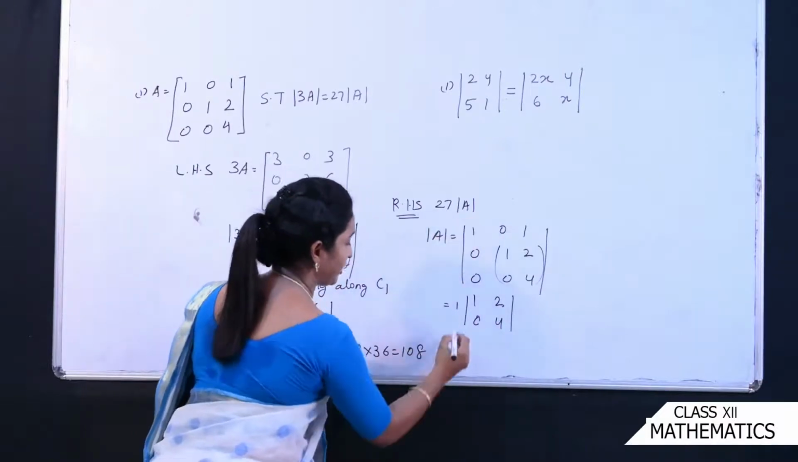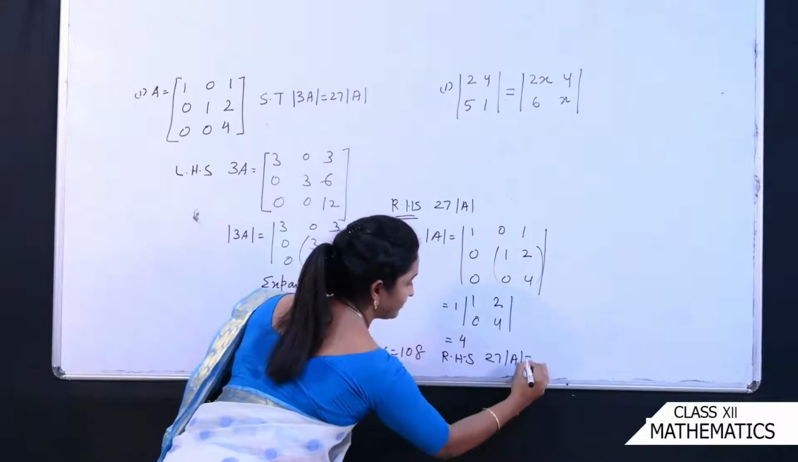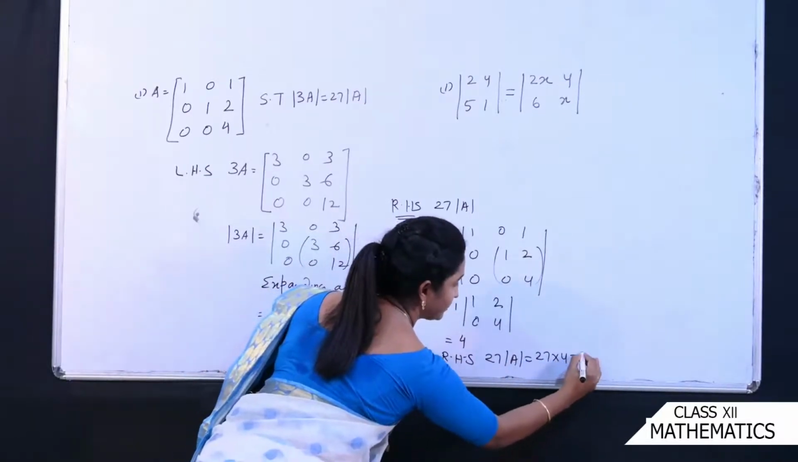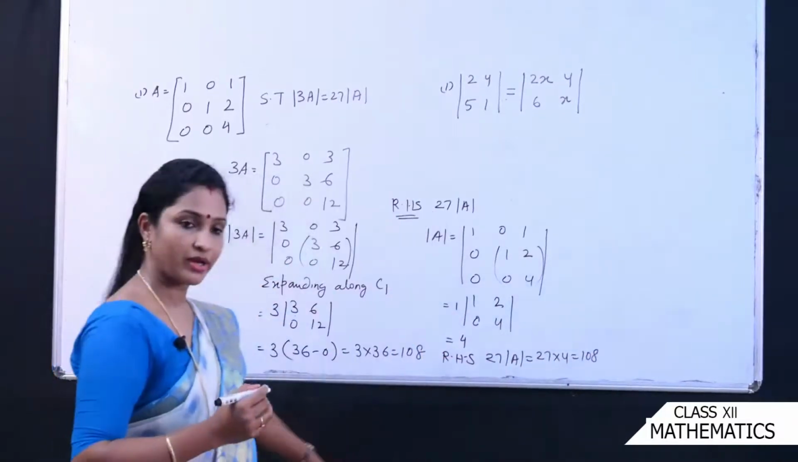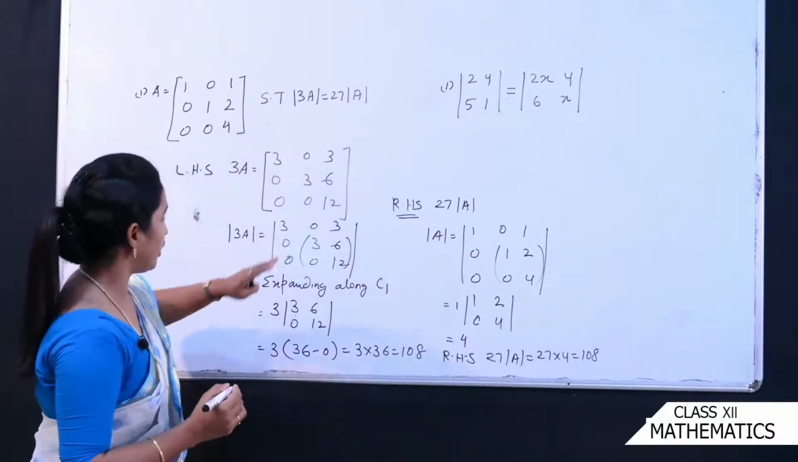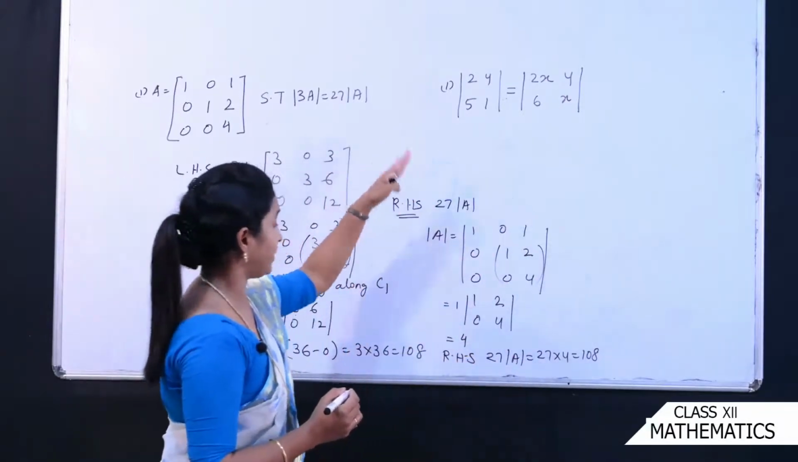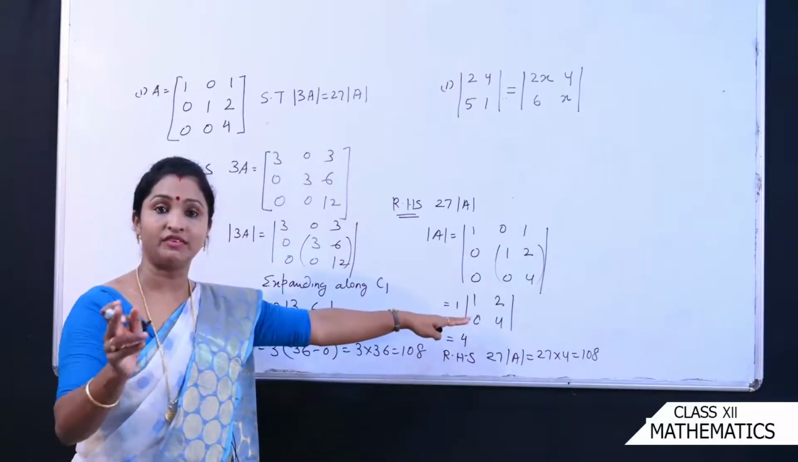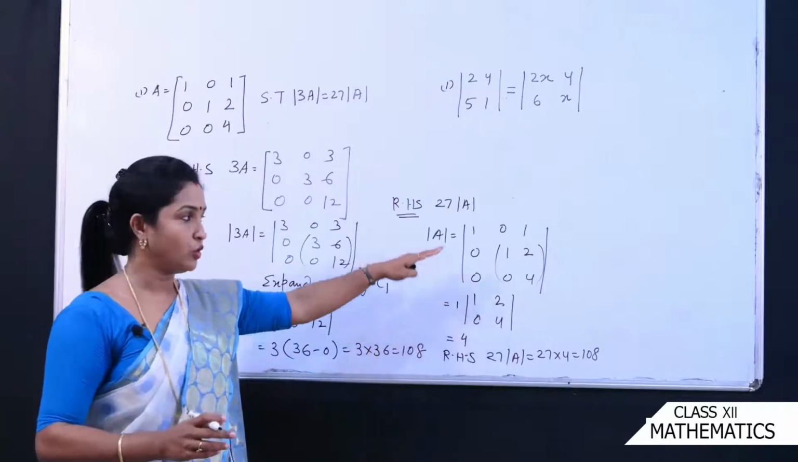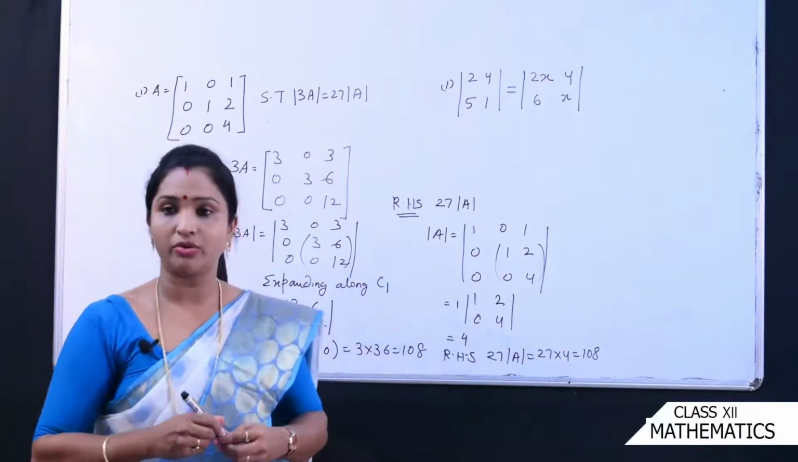Now what do you need? What is your RHS? It is 27 into determinant A. That is 27 into 4 and it is 108. Do you understand? So what is the final result you got? LHS is equal to RHS, you have proved that determinant of 3A is equal to 27 determinant of A. So this is actually the result which I have explained to you now. It is the same result, and they have explained it through an example. Now come to the next question.